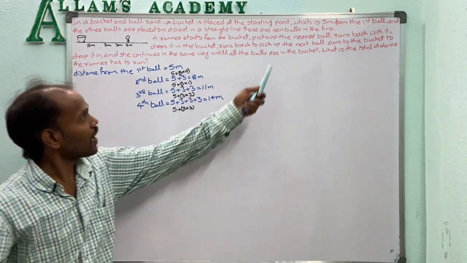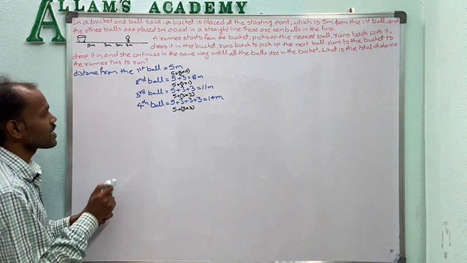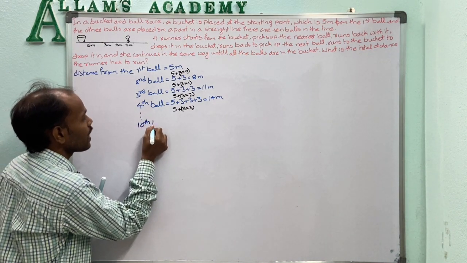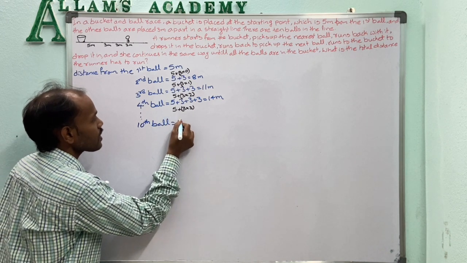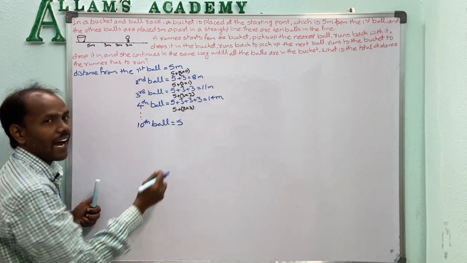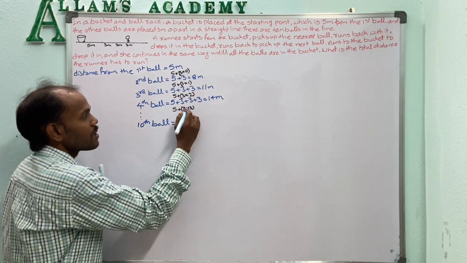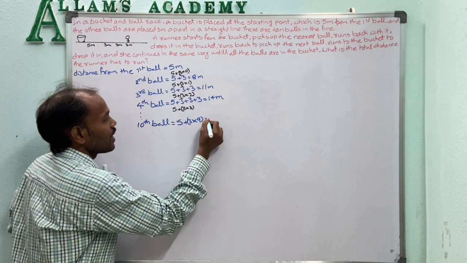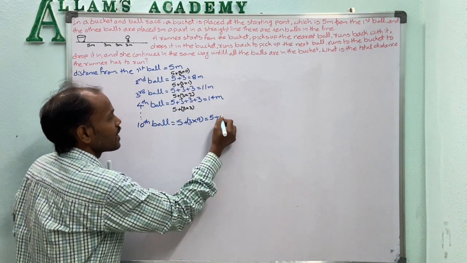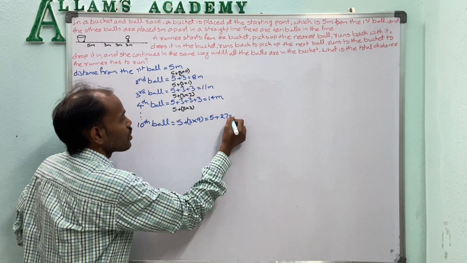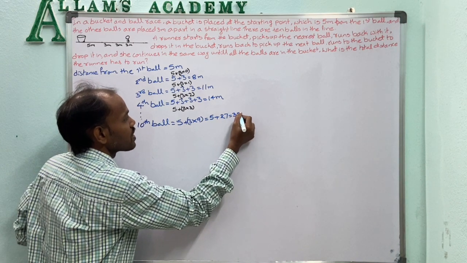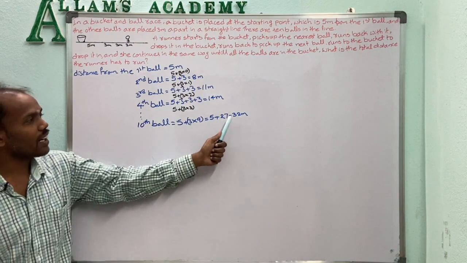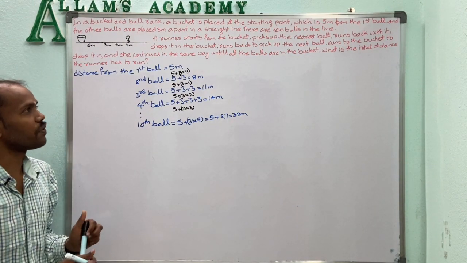That means for the 10th ball, how much distance? Directly writing, the distance from the 10th ball is equal to, similarly, 3 is added 9 times, so simply 5 plus 3 into 9. That equals 5 plus 3 nines are 27. So 27 plus 5 is equal to 32 meters. That means she runs 32 meters for the 10th ball.